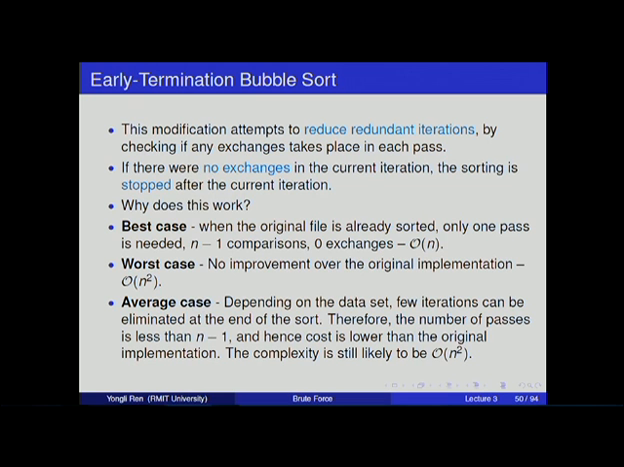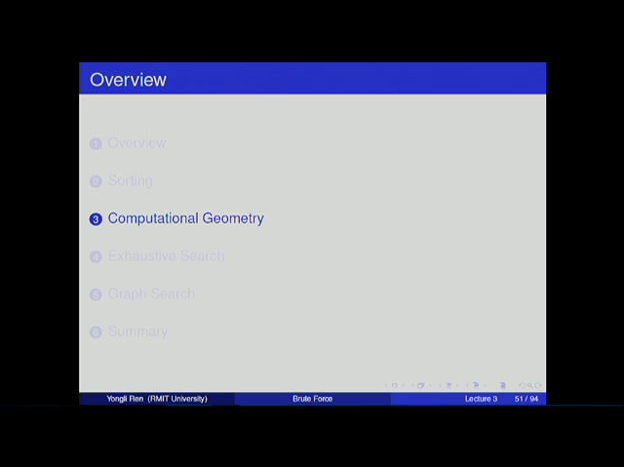For the worst case, there's no improvement. For the average case, there's some improvement. For example, the number of passes can actually be less than n-1, and the cost will be lower. So that is the way we do analysis for those sorting algorithms. You can change it based on some of the conditions. That's for bubble sort. Now we get something more like computational geometry.